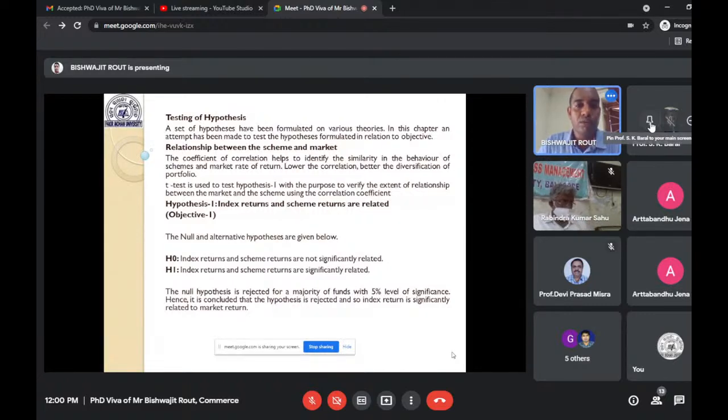The T-test is used to test hypothesis 1, with the purpose of verifying the extent of the relationship between the market and the scheme using the coefficient of correlation. In hypothesis 1, the index return and scheme return are correlated. So the null hypothesis and alternative hypothesis are created. In the null hypothesis, the index return and scheme return are not significantly related, and the alternative is that index returns and scheme returns are significantly related. The null hypothesis is rejected here for the majority of funds at the 5% level of significance. Hence, it is concluded that the null hypothesis is rejected, and so index return and scheme return are significantly related to each other.